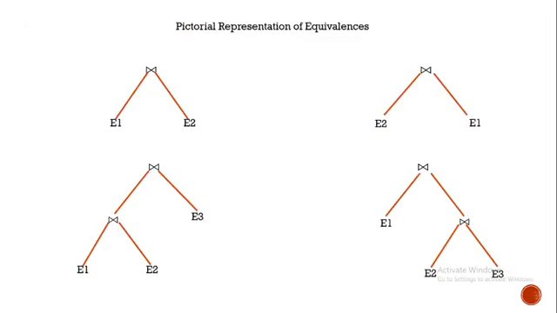So here we will see some equivalence rules. For example, rule number 1 says that the relation E1 joined with E2 is the same as E2 joined with E1. Rule number 2 says that if the E1 and E2 relations are joined, and the result is joined with the E3 relation, it is the same as if E2 and E3 relations are joined first, and then the result is joined with the E1 relation.